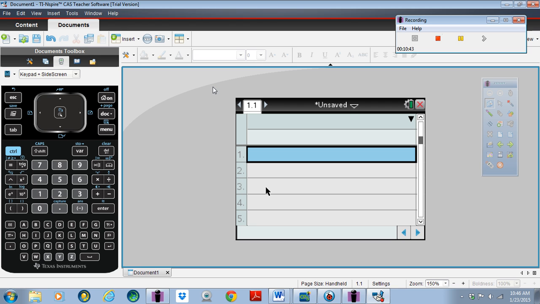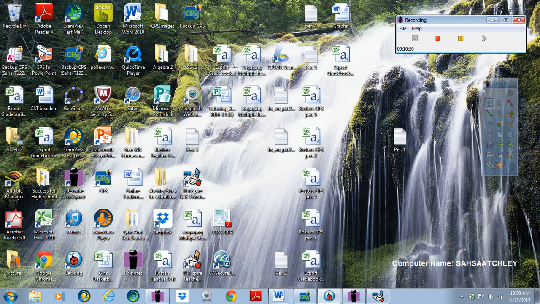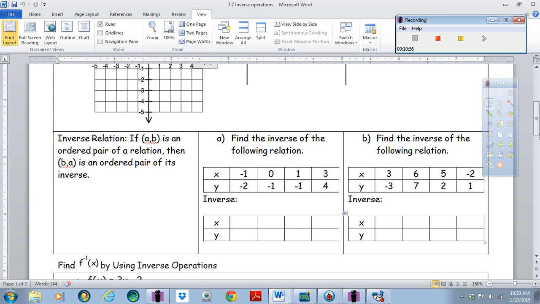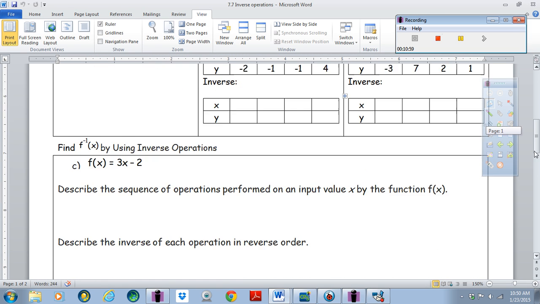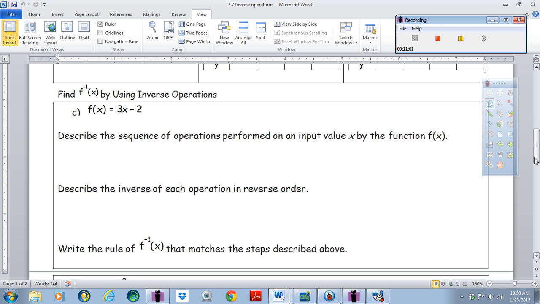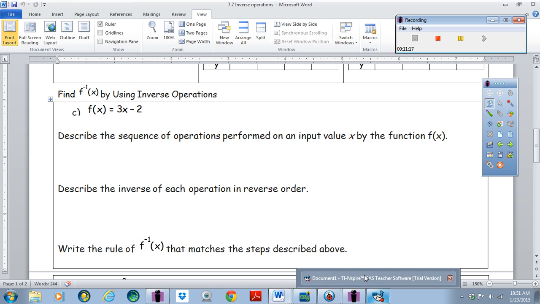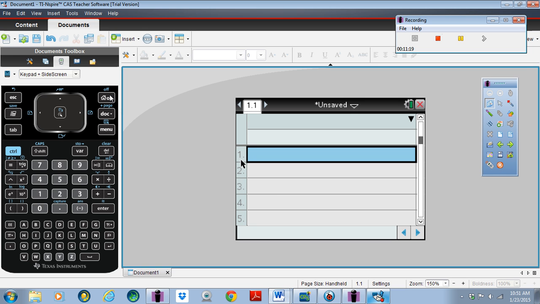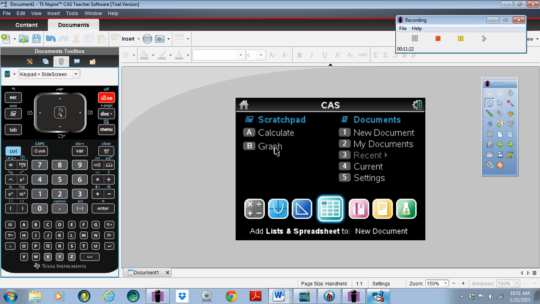Okay, keep your calculator out right now. We're going to do some graphs. Let me get mine up here. Okay, on our calculators, we're going to graph the function f of x, our function that's on our page. The f of x equals 3x minus 2. We're going to graph that. Okay. We're going to go home again. We're going to go to graph.